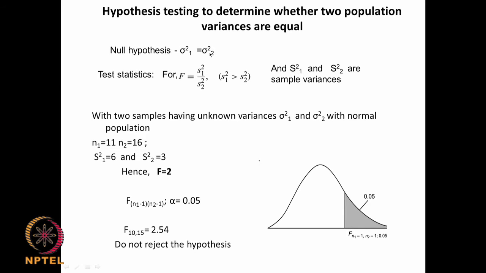So, in that data, the null hypothesis could be sigma 1 square is equal to sigma 2 square. The test statistic could be S1 square by S2 square, and the numerator degrees of freedom is n1 minus 1, the denominator is n2 minus 1. So, if I have two sets of samples, n1 is 11, n2 is 16, S1 square is 6 and S2 square is 3, the ratio test statistic F will be 6 by 3, that is 2. Then for the F value, I am looking at 11 and 16, that means 10 and 15 degrees of freedom, for a 95% confidence level.